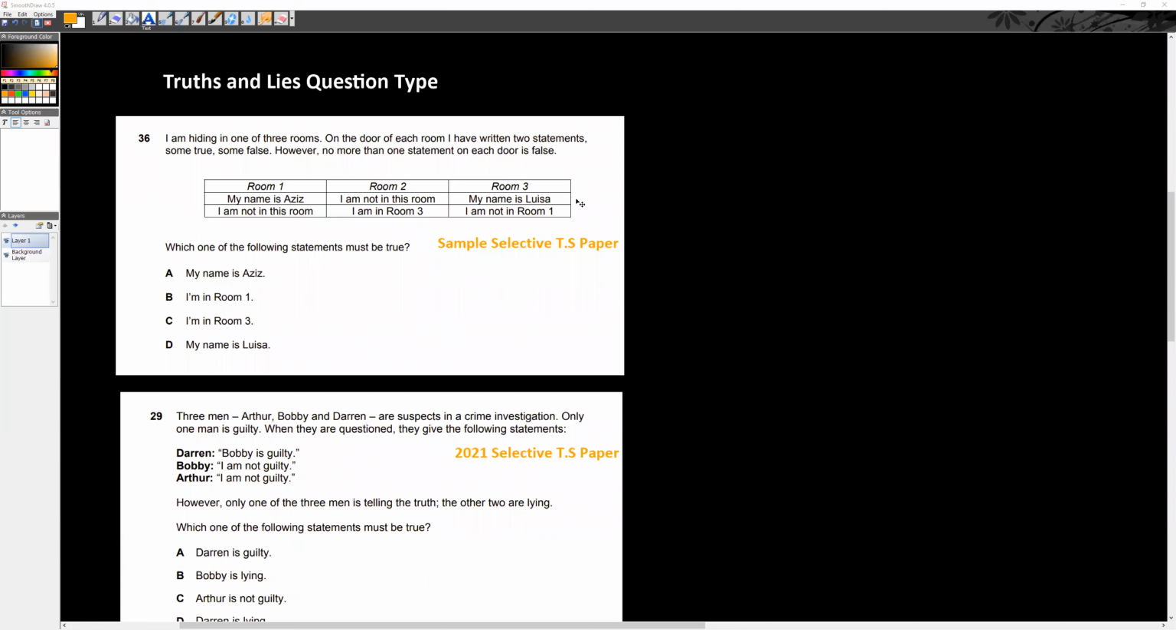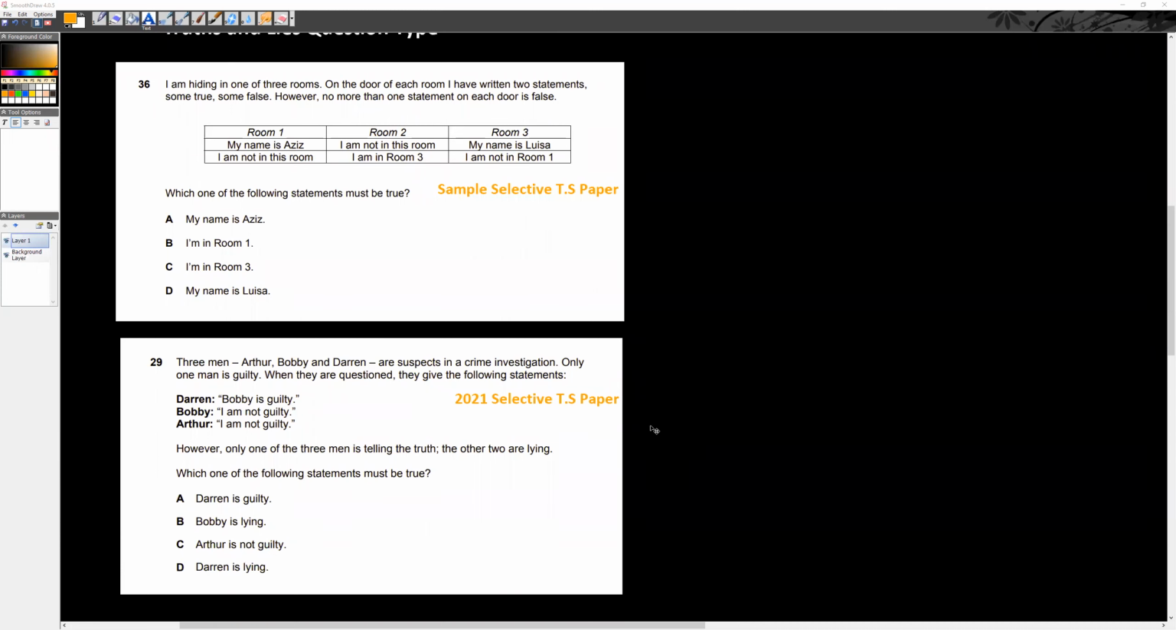Right here are two example questions I pulled. The first one is from the sample selective thinking skills paper, quite a famous question. And the second question was from last year's selective thinking skills paper. Both questions give a number of statements, and you are not sure whether they're telling the truth or lying, and you have to figure that out yourself, given the clues and the information provided.